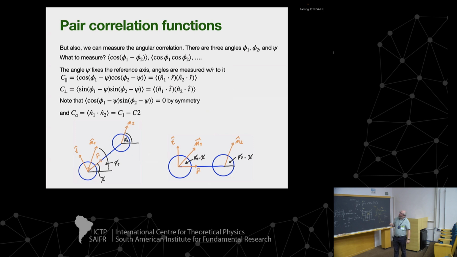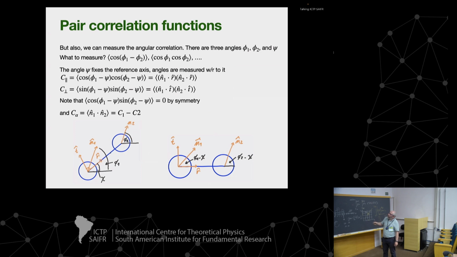And you realize that actually psi is only fixing a reference axis, and what you want to measure is relative to this reference axis. Because you don't want to average the angle, because the particles can be like this, like this, like this, so the average of any angle is always going to be 0. But if you measure things with respect to psi, as in this plot, you have the director, and this angle is now phi 1 minus psi, phi 2 minus psi. You can compute these three things.